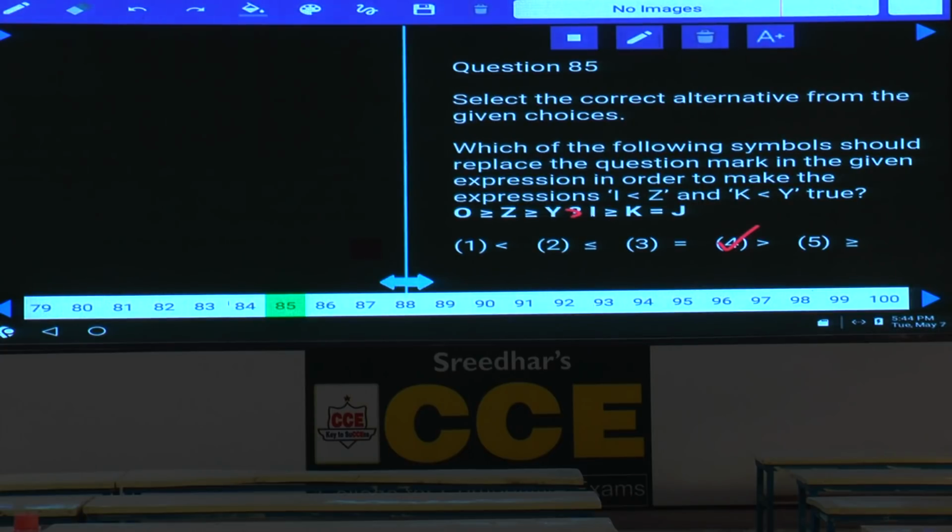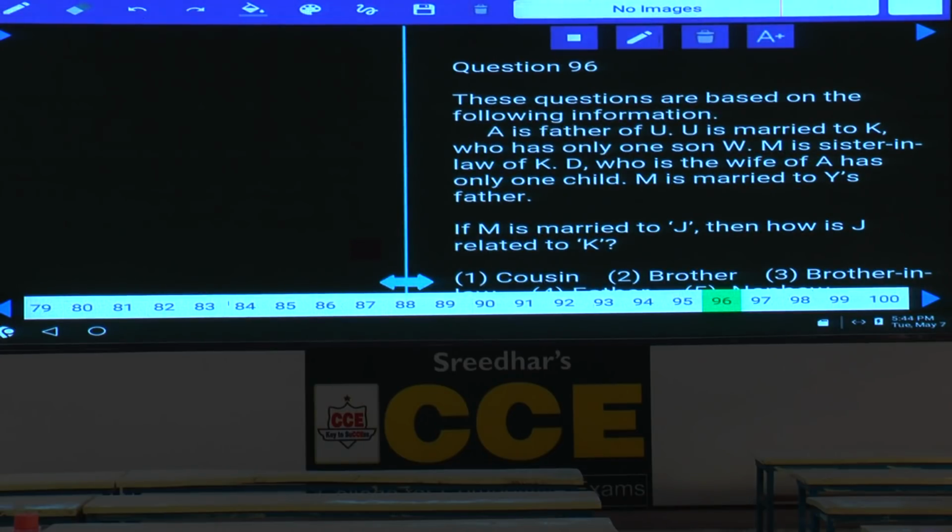Then after this 81 to 85, tell me what is the next one we can work out? 96 to 98 and 99 and 100. Isn't it? 96 to 98 and 99 and 100. Now in this 96 to 98, now A is the father of U. How to represent this one?